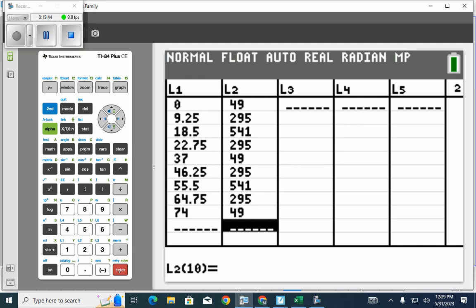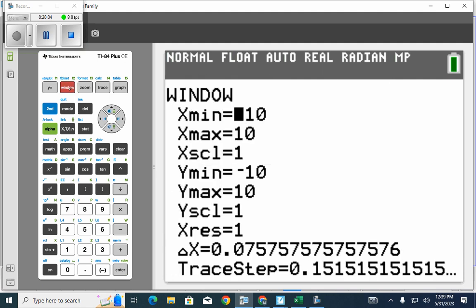Now, do not hit graph at this stage. At this stage, this is where you do your X min and X max, your Y min and your Y max. So don't enter anything in. At this stage, you're going to do your window setting next. So step 1, clear lists. Step 2, L1, L2. Step 3, x min, x max. So look at your x's here.